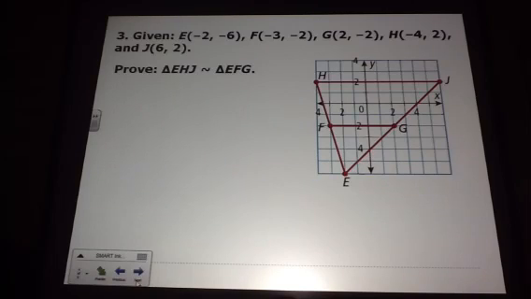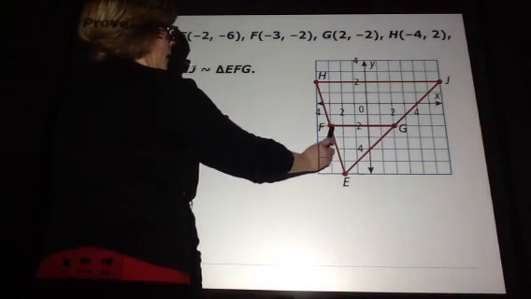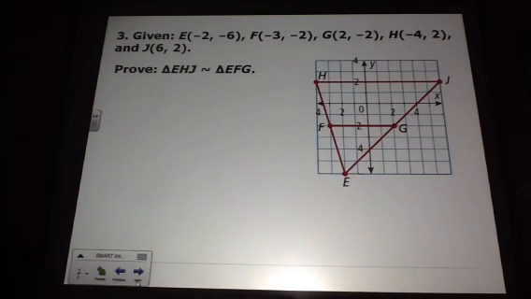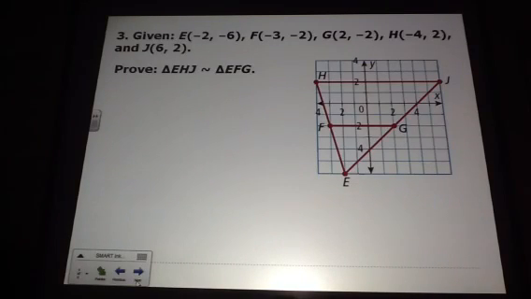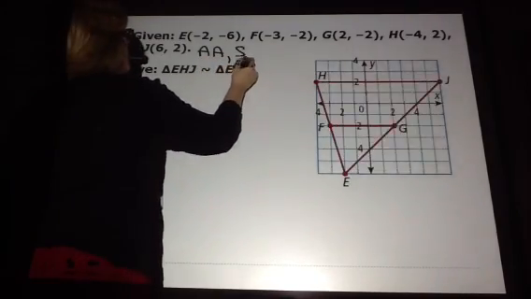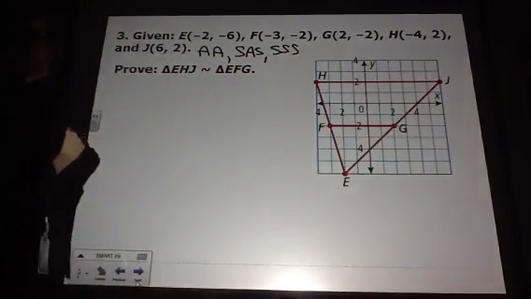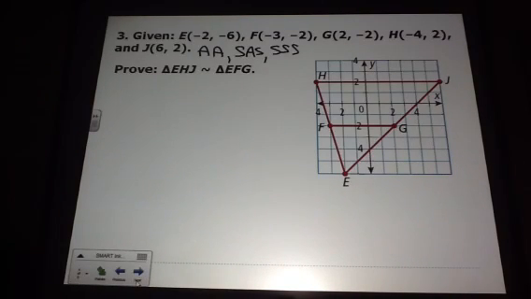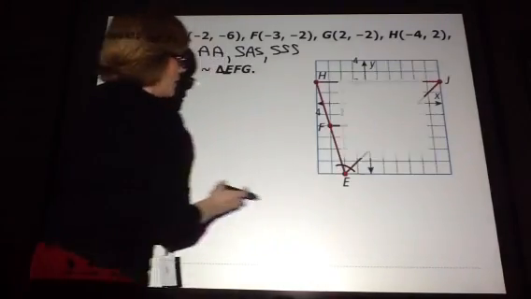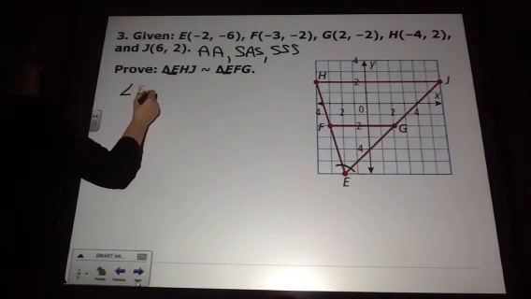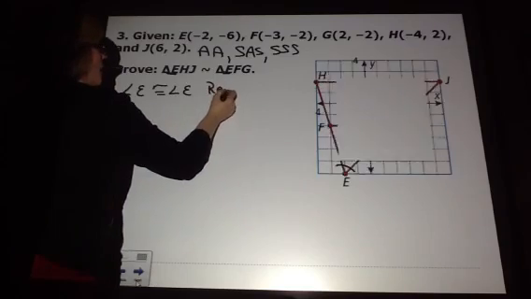Okay, given triangle EFG and triangle HJE, prove that these triangles are similar. Here are the options: angle-angle, side-angle-side, or side-side-side. I can immediately look at this and see right here that angle E is congruent to angle E because of the reflexive property.